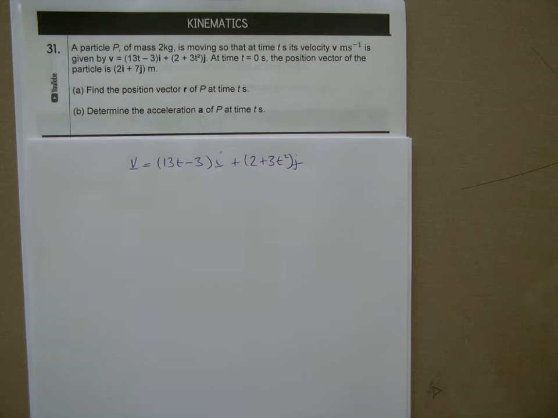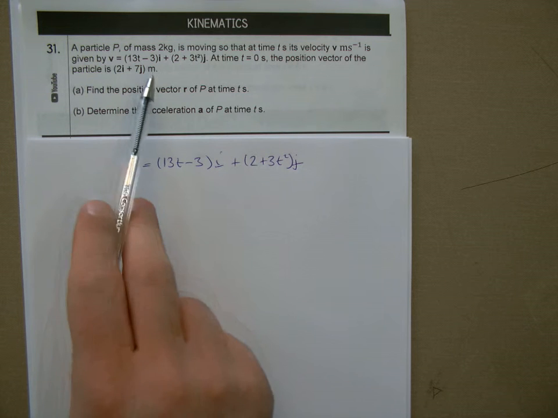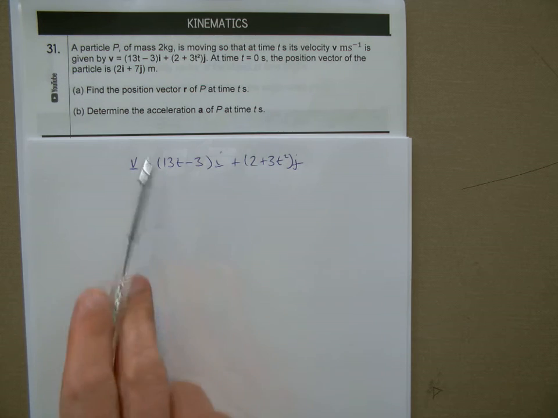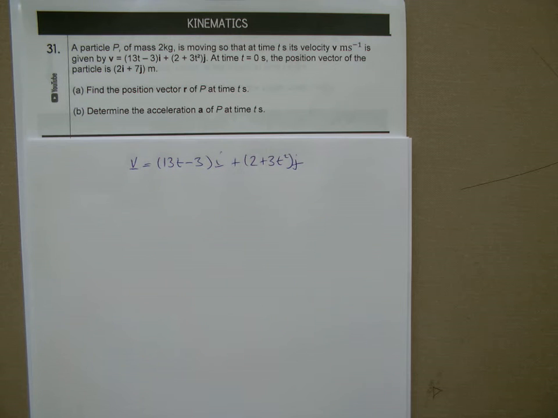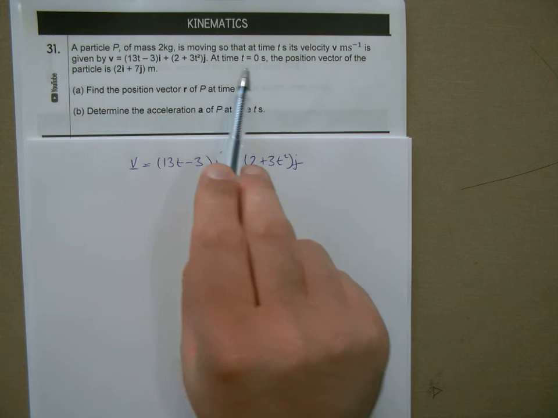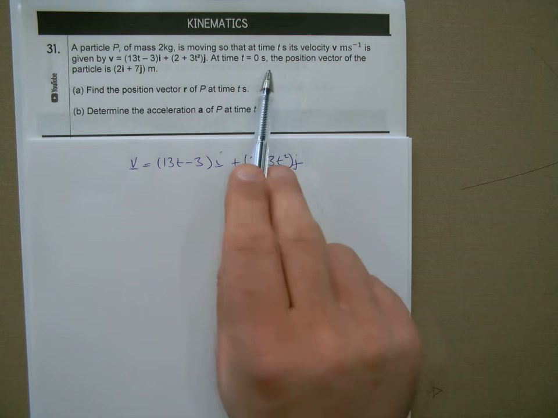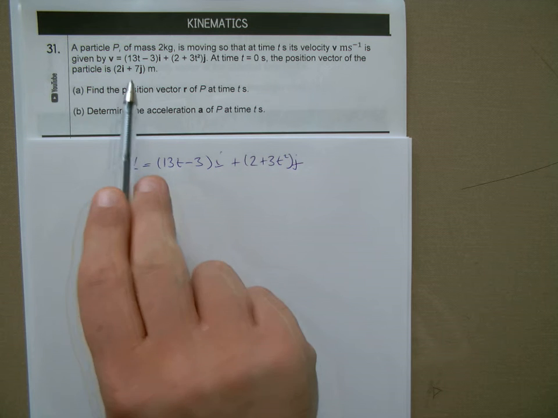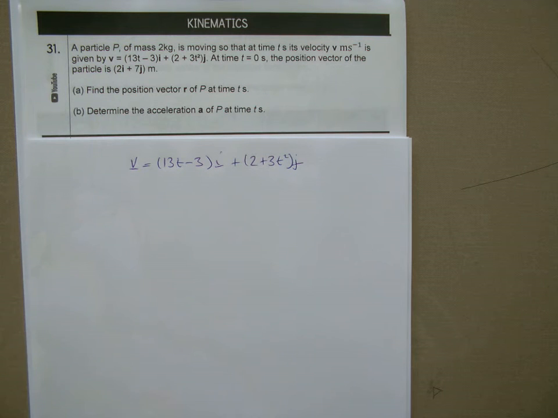So particle P here, of mass 2 kilograms, is moving with this velocity with respect to time. So we've got a general velocity here, and they give us some conditions as well. At t equals 0, the start, we've got the position vector. Part A then wants us to find the position vector r of P at time t seconds.